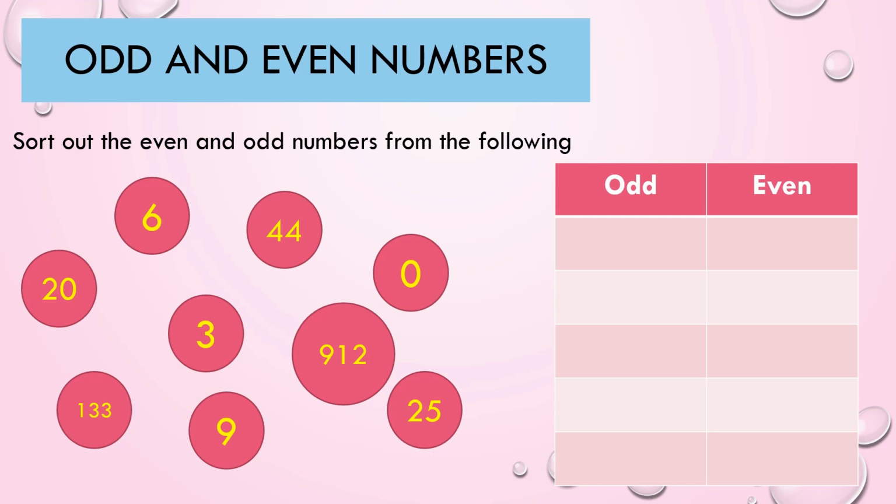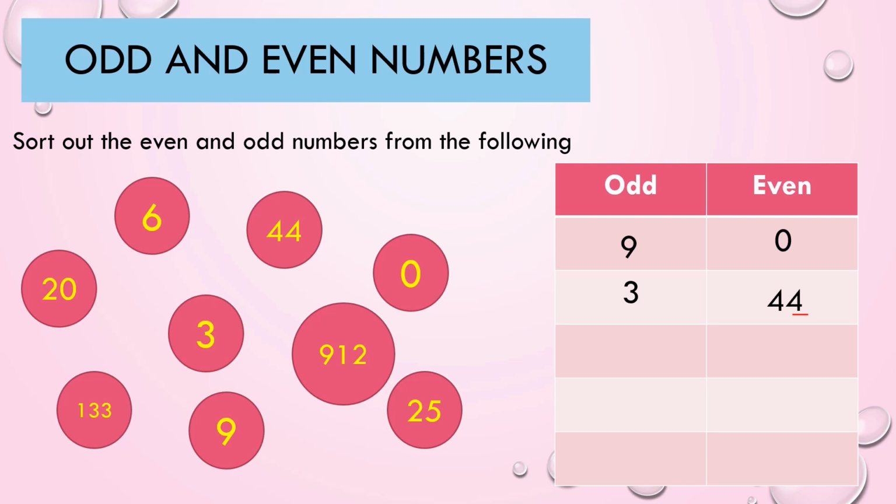What about 9? Is 9 an even number or an odd number? Very good. It's an odd number. 3. Yes, odd number. 0. Even number. 44. Even number because at the unit place we have 4. So it will be considered an even number.